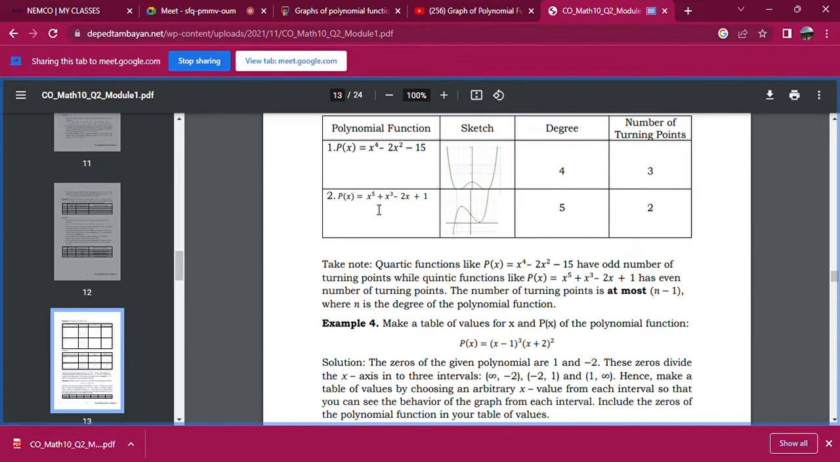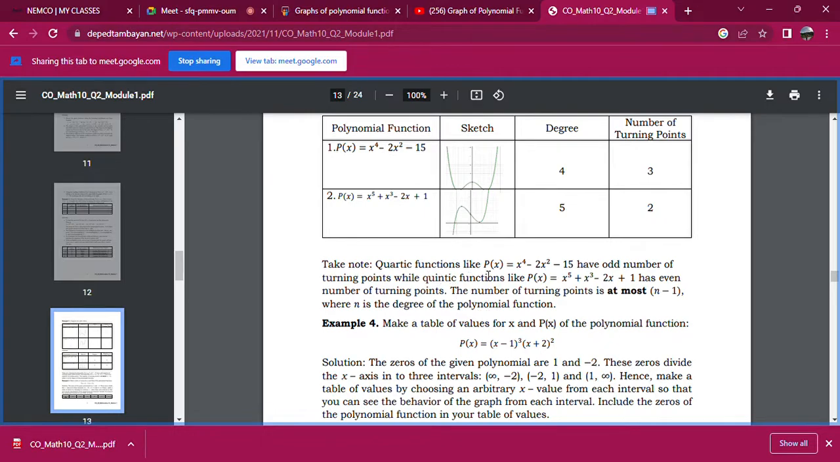In your number 2, the degree is 5, and the turning points is 3 again. Wait, how many turning points? Looking at the graph, this is 1 and this is 2. So there are 2 turning points. So what is the meaning of the number of turning points?